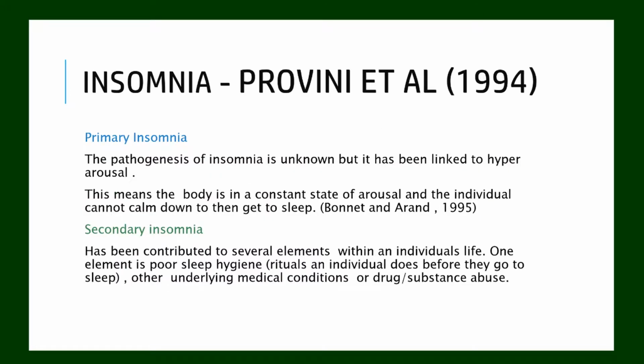Now, Provini et al. in 1994 provides us with two types of insomnia. These have varying reasons as to why the individual has developed the insomnia, and they're broken down into primary and secondary insomnia. Primary insomnia, the pathogenesis, so the reason for the insomnia, is unknown. However, it has been linked to hyperarousal. Hyperarousal is when the individual has that inability to calm down and settle down, and because they can't settle down, they won't be able to get to sleep as a result. This was found by Bonnet and Arndt in 1995, which is obviously supporting Provini's explanation for primary insomnia.